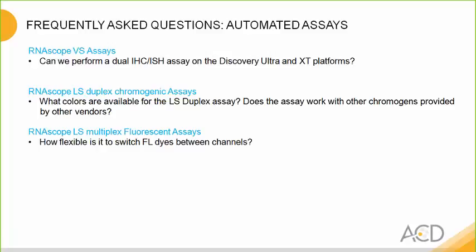For the LS duplex chromogenic assays, what colors are available for the LS duplex, and will it work with other chromogens provided by other vendors? Currently, we are using Leica's DAB Refine and Red Refine kit to do the brown and red chromogenic duplex. We also can do red and green chromogenic duplex, with the green substrate being provided by ACD as an accessory item.